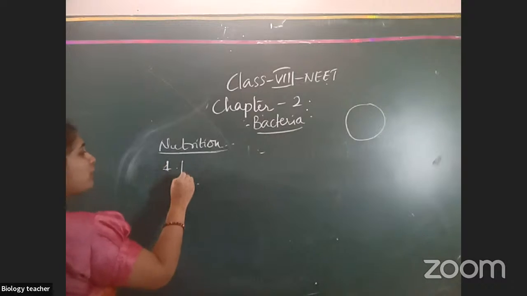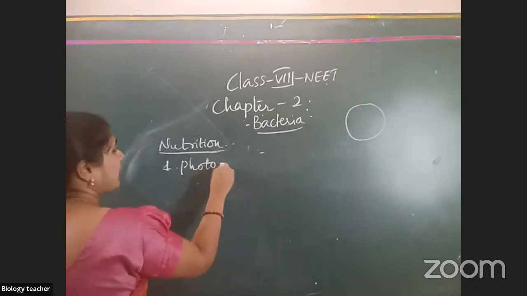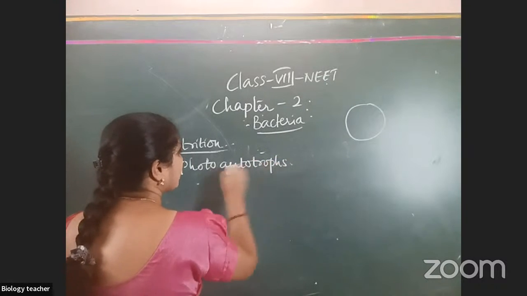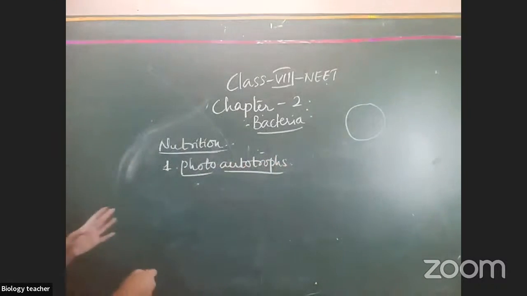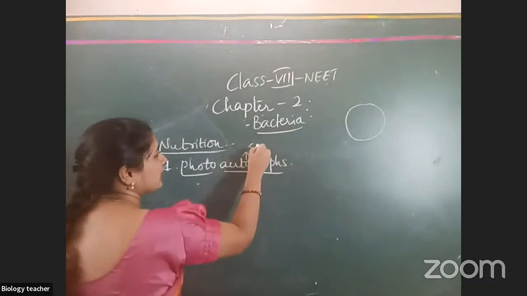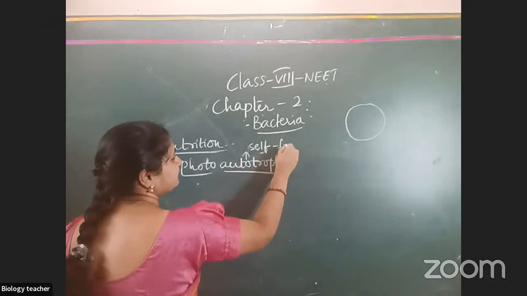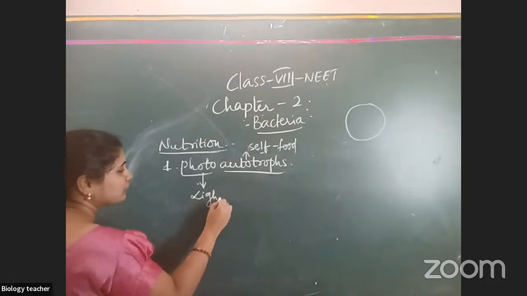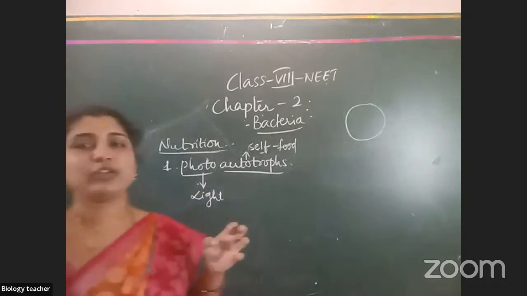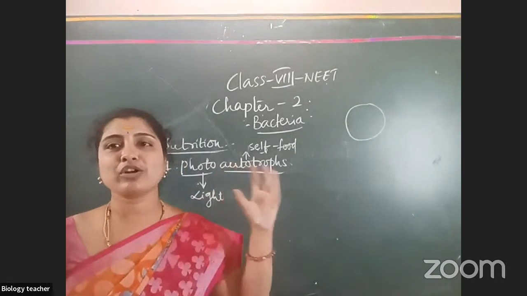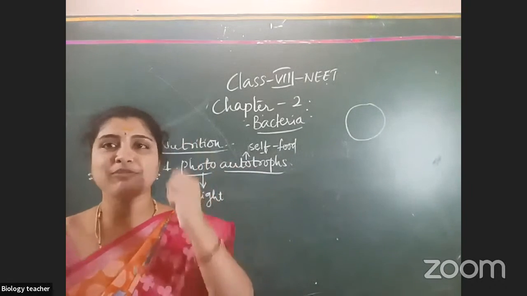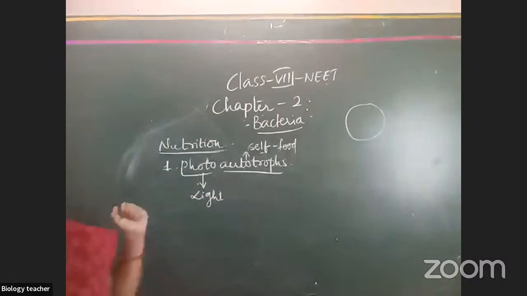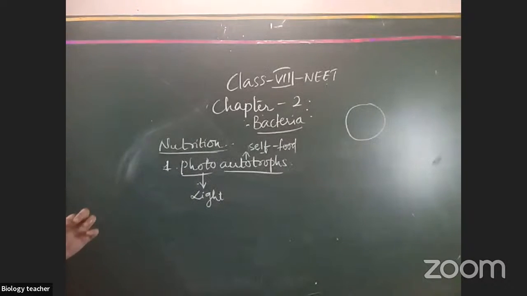First one is photoautotrophs. Autotrophs means they prepare food themselves. Auto means they self-prepare food. Photo means light. Generally, photoautotrophs will prepare food with the help of light. Here also they will prepare food with the help of light. So, what are they? Let us write.